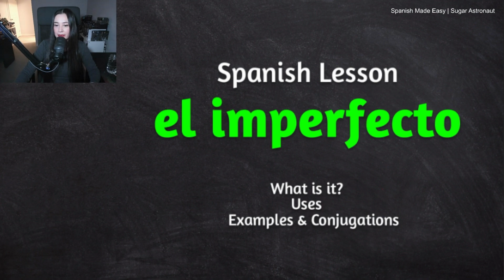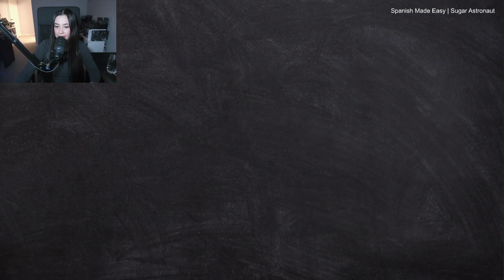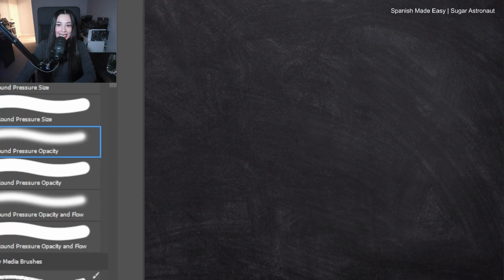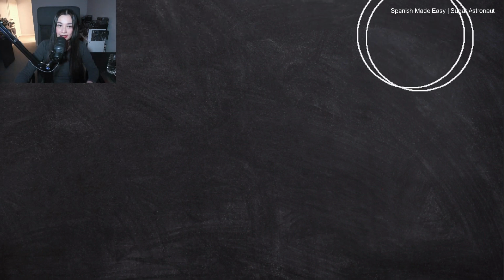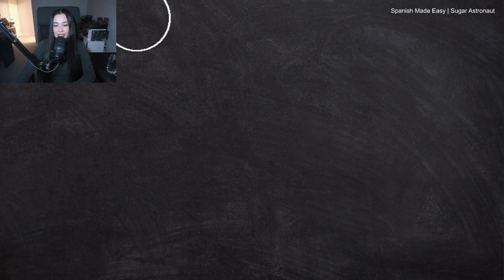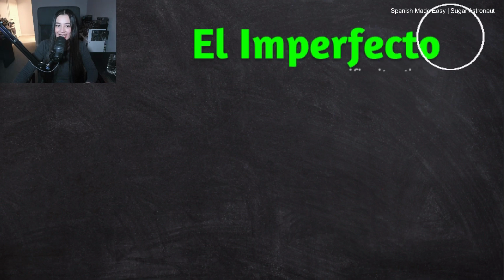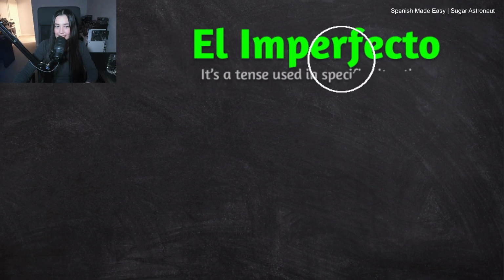Excellent. So let's talk about el imperfecto. What is it? Let's talk about what el imperfecto is. It's something that you have to learn if you're learning Spanish, of course, because it's used a lot in Spanish. El imperfecto is a tense used in specific situations.